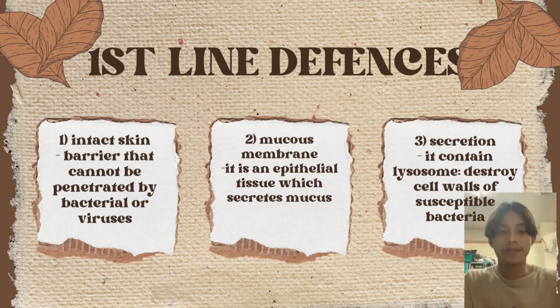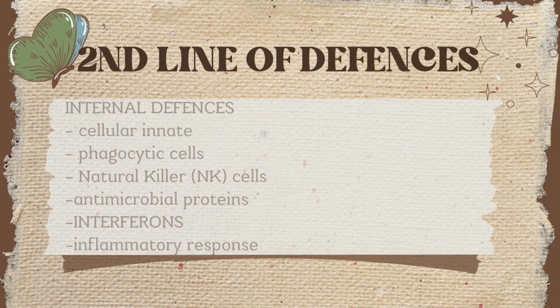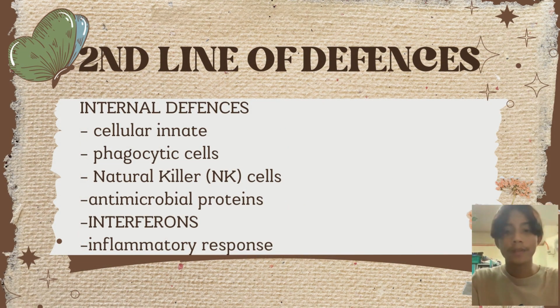Okay, first line of defenses. First, the skin is a barrier that cannot be penetrated by bacteria or viruses. Second, the mucous membrane is an epithelial tissue which secretes mucus. Secretions contain lysozyme, which destroys the cell walls of susceptible bacteria. The second line of defenses is the internal defenses: cellular innate defenses, phagocytic cells, natural killer cells, antimicrobial proteins, interferons, and the inflammatory response.